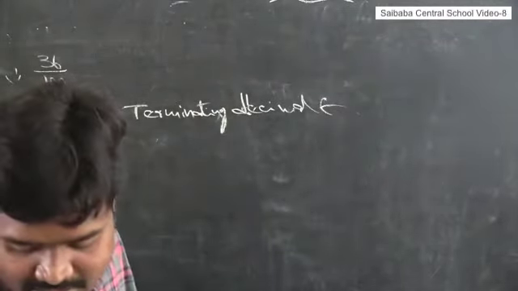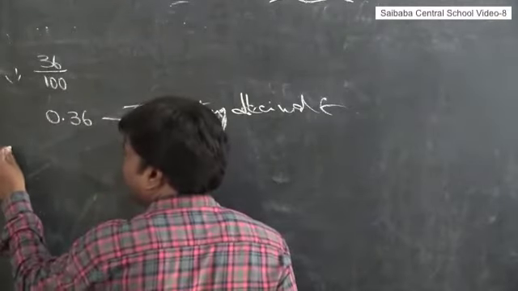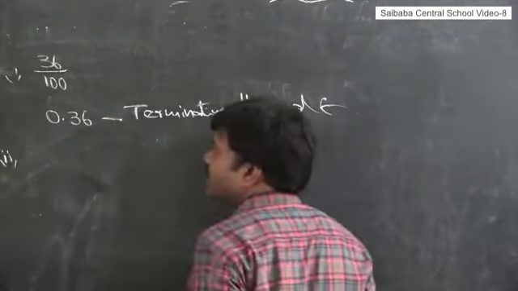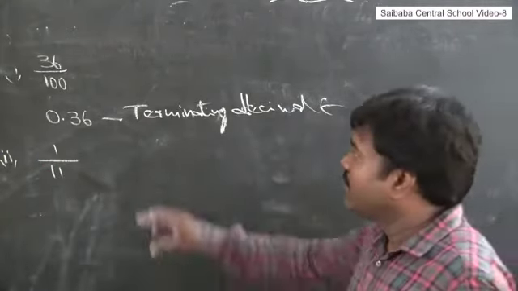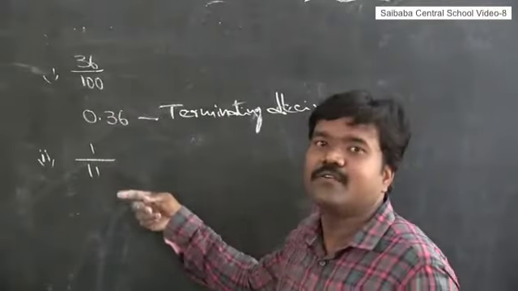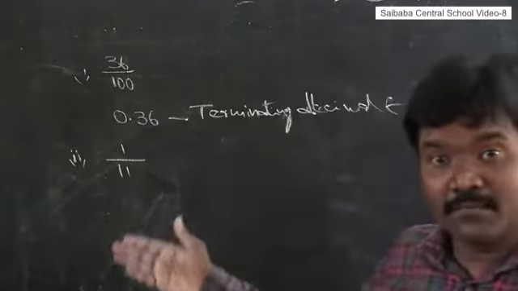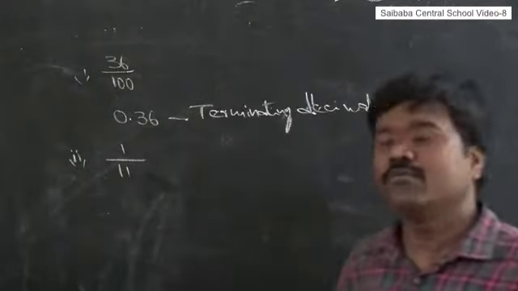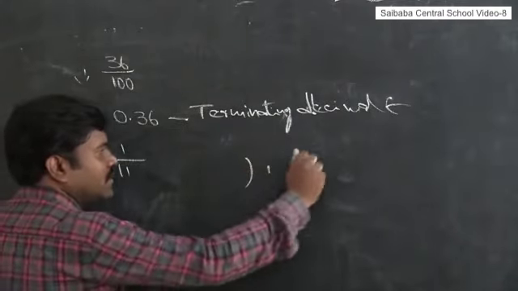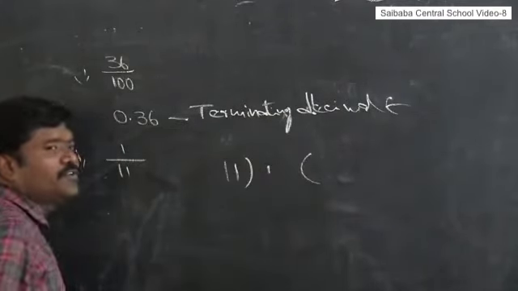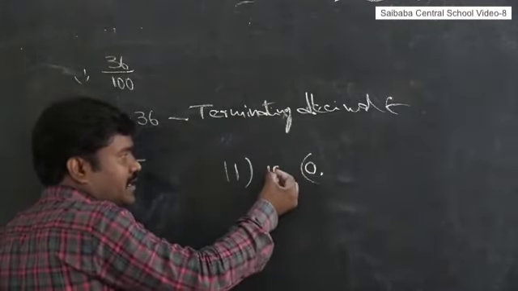Next question I am going to explain is 1 by 11. This is the second question from the textbook. Unlike the first question, we can't say it directly. First you convert the number into decimal form. How? By doing division. Let us start. 1 is the numerator, divided by 11. Already you know divisions. Here 0 point, then this is 10.